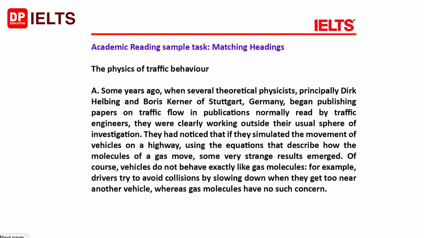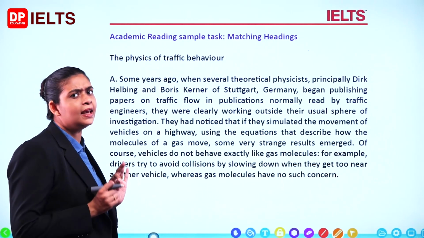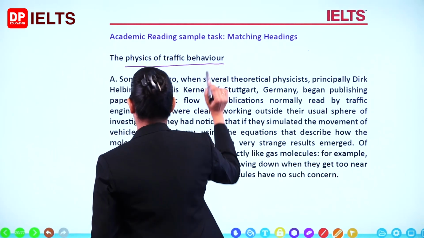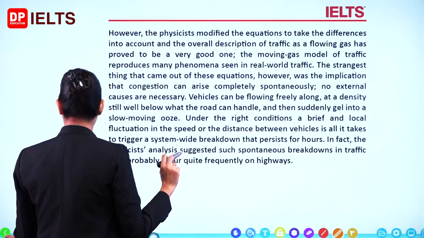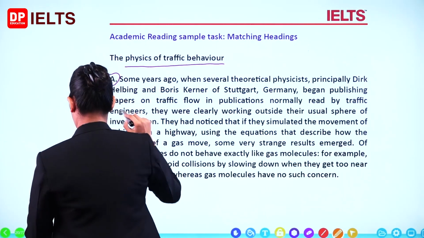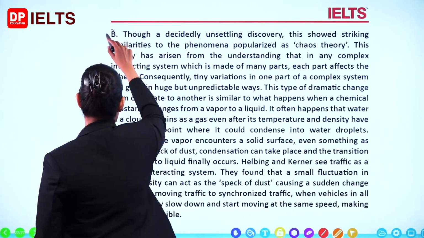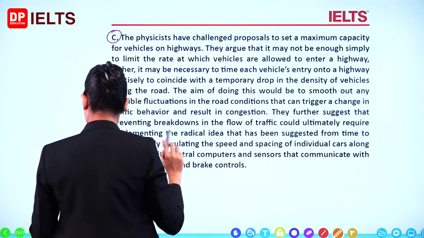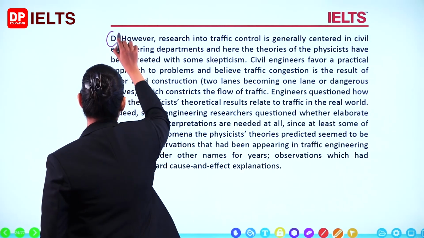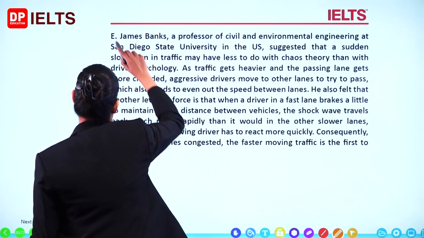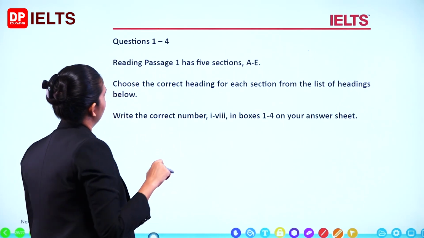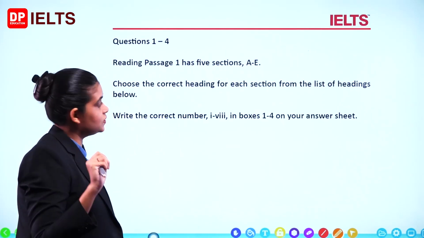Alright, so moving on, we have matching headings. Now this can be a little difficult, right? So this is the physics of traffic behavior, right? And we are supposed to match the heading. So this is A, then we have B, we have C, we have D, we have E, and then reading passage 1 has 5 sections A to E.